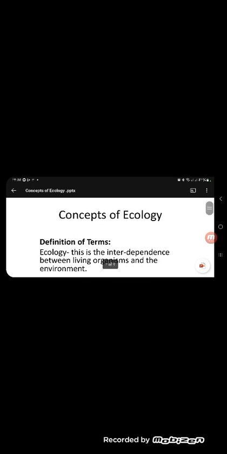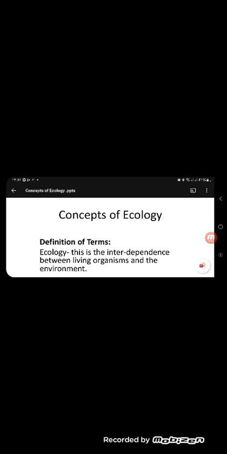Our lesson of today will be on the concept of ecology. In this lesson, we are going to define what ecology is. We are going to highlight the levels of organization in ecology. We are also going to highlight the principles of ecology. We are also going to highlight the examples, the branches of ecology, and also list examples of biotic factors.